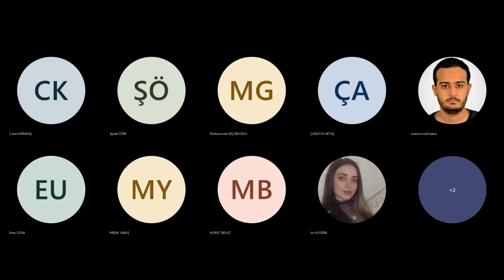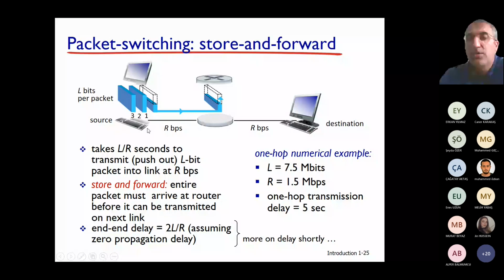And we have a router in the middle. So the link between the source and destination has an R bits per second data rate. So the source is going to push L bits, a packet of L over R, into the R link.